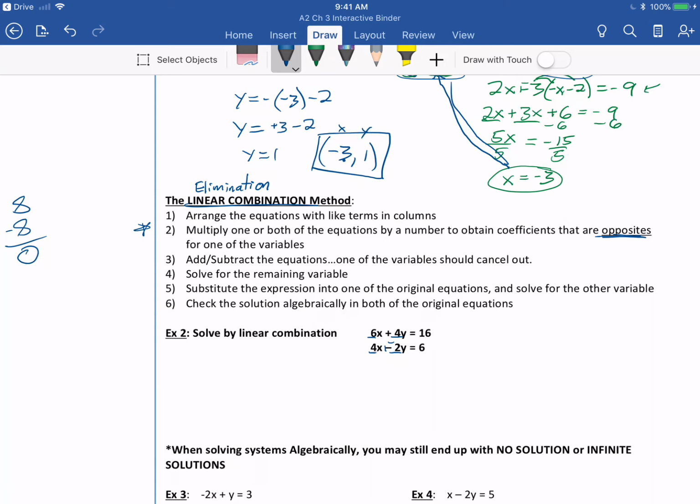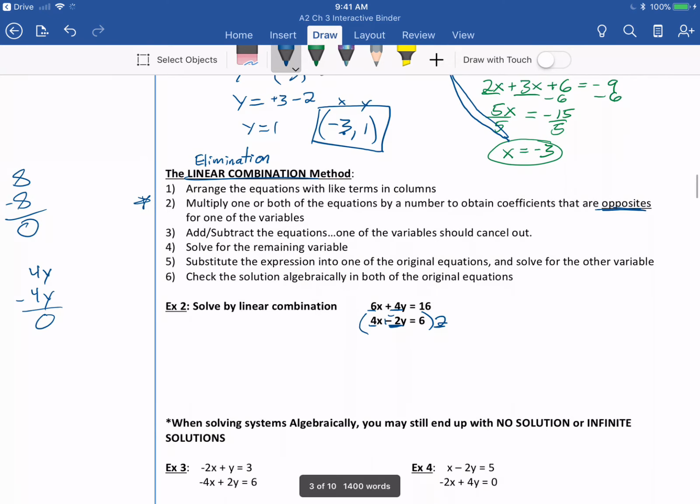If I look at 6 and 4, I can't multiply 4 by anything to get 6, and I can't multiply 6 by anything to get 4, not with any nice numbers at least. So we might come back to that one. Let's look at my y's. I have negative 2y and 4y. I can multiply this bottom equation by 2, because my top one is 4y and I want to make it negative 4y so they cancel out. So I multiply negative 2 times 2 to give me negative 4. That's the tricky part of elimination: you want to try to make opposites.